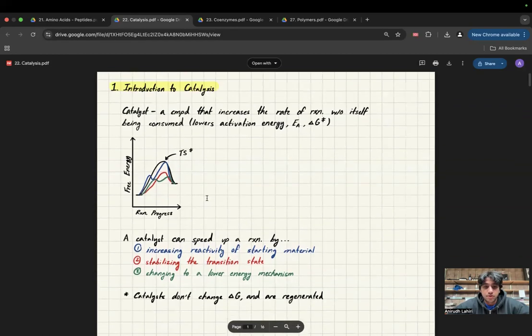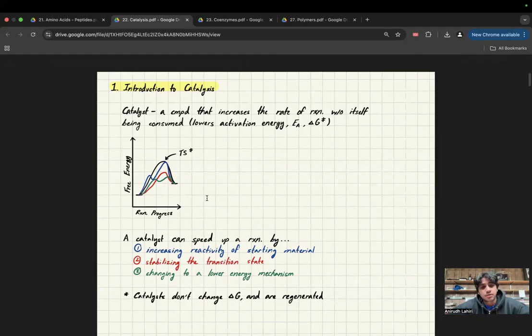Right. So there's three main ways a catalyst can speed up a reaction. The first thing is just by increasing the reactivity of the starting material. Like if we started with, I don't know, an ester, like a carboxylic acid derivative ester, and we wanted to make it more reactive, we make it an acyl chloride, right? It's increasing the reactivity of a starting material.